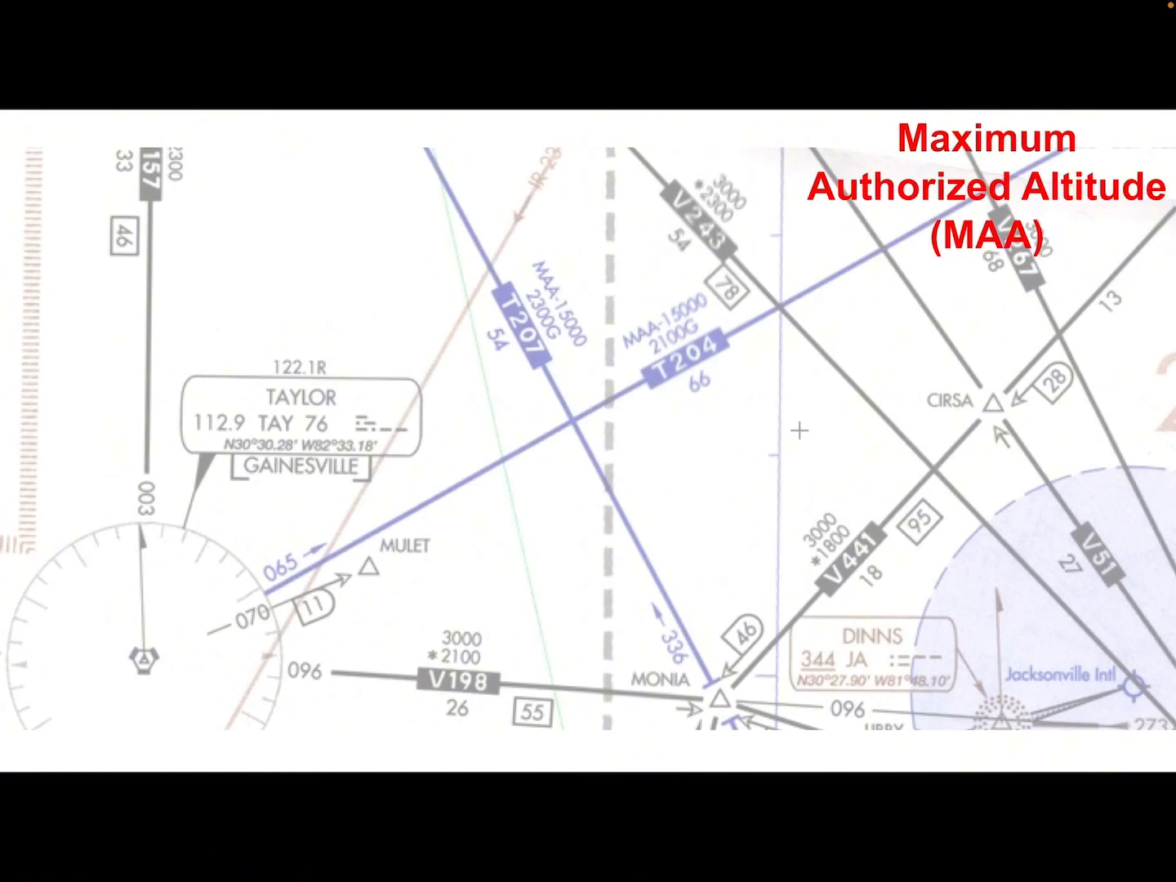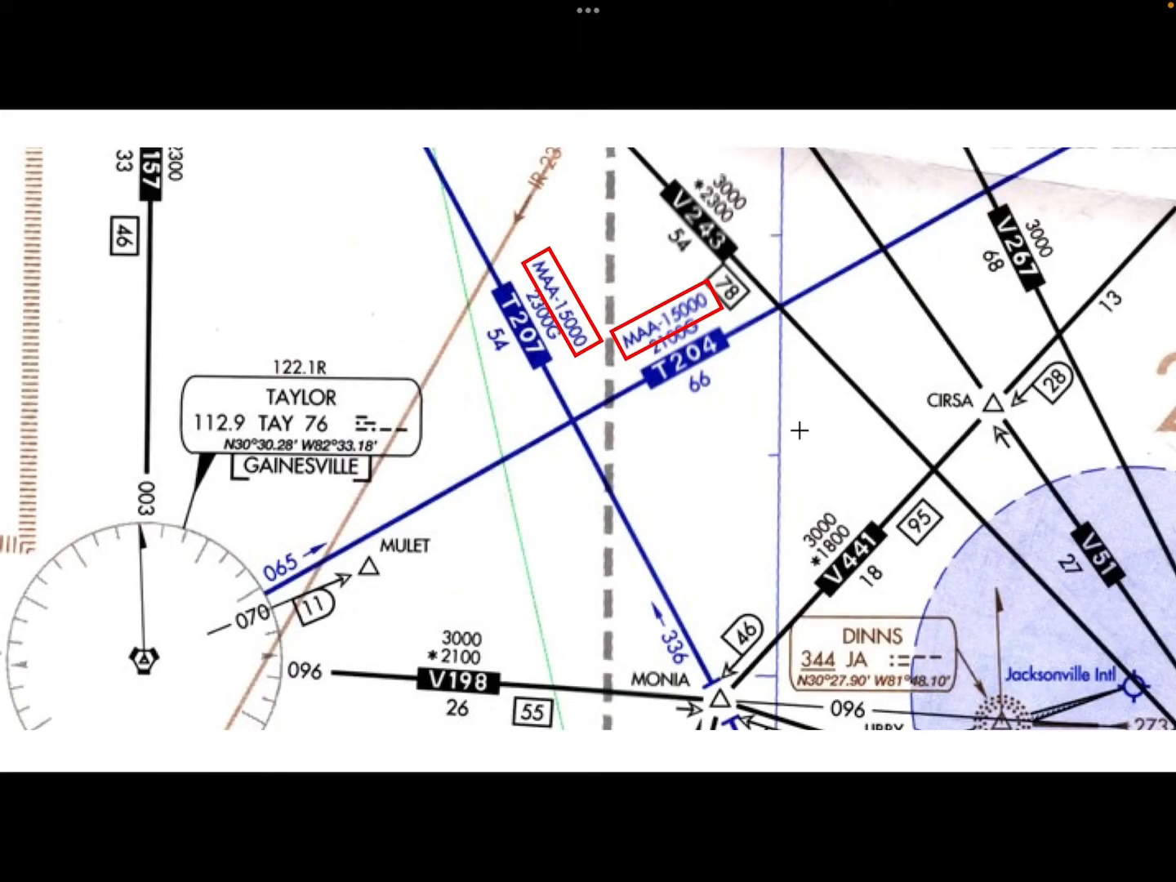Another altitude I want to talk about is the maximum authorized altitude, or the MAA. Not all airways have an MAA, but if there are airspace, traffic, or signal interference limitations, then an airway may have an MAA. The MAA is listed above an airway line on your chart, like we see here at 15,000 feet. The maximum authorized altitude is pretty simple. It is the maximum altitude you are allowed on the route.